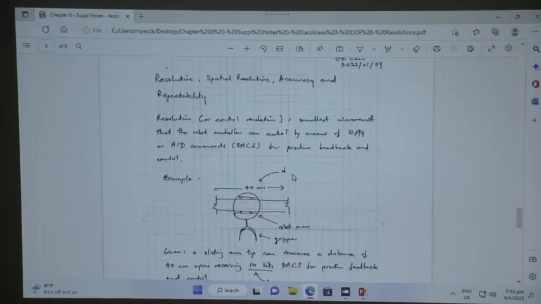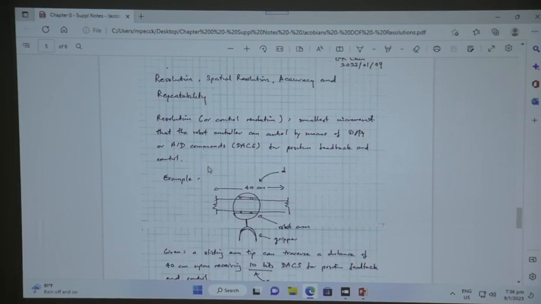And then the next thing is the resolution, spatial resolution, accuracy, and repeatability. So you need to know this for a particular robot. When you want to specify your robot, when you are given a new robot, these are parameters that you may need to look at. After looking at all these parameters, the next thing that you need to look at is the kinematics of the manipulator.